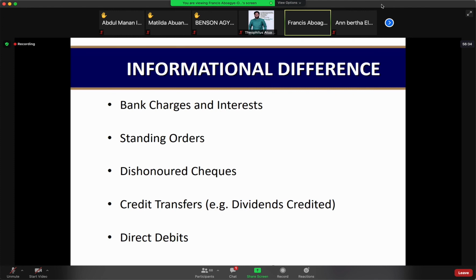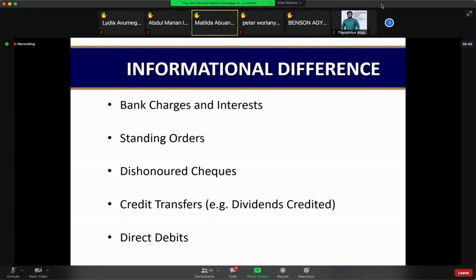Matilda. Yeah, please. My bank charges me for electronic banking services every month. And I think they should charge because that is the money they use to maintain their IT systems that they use to send us the messages.